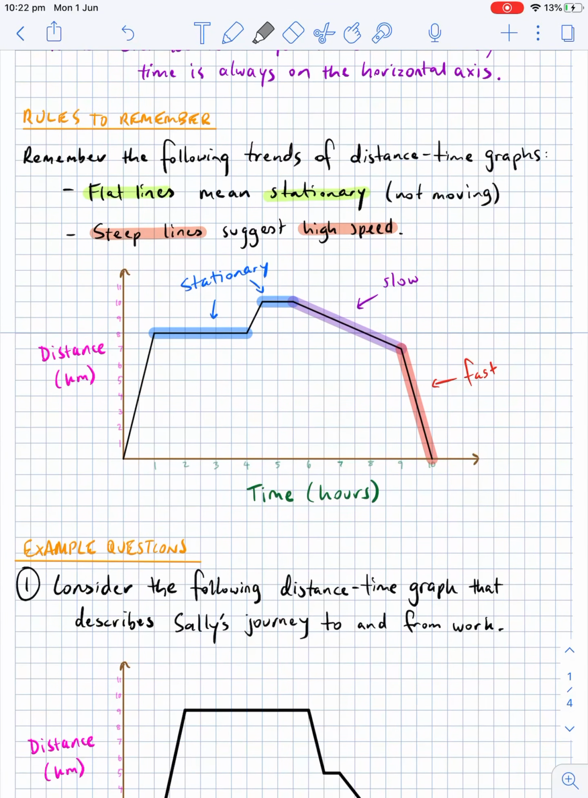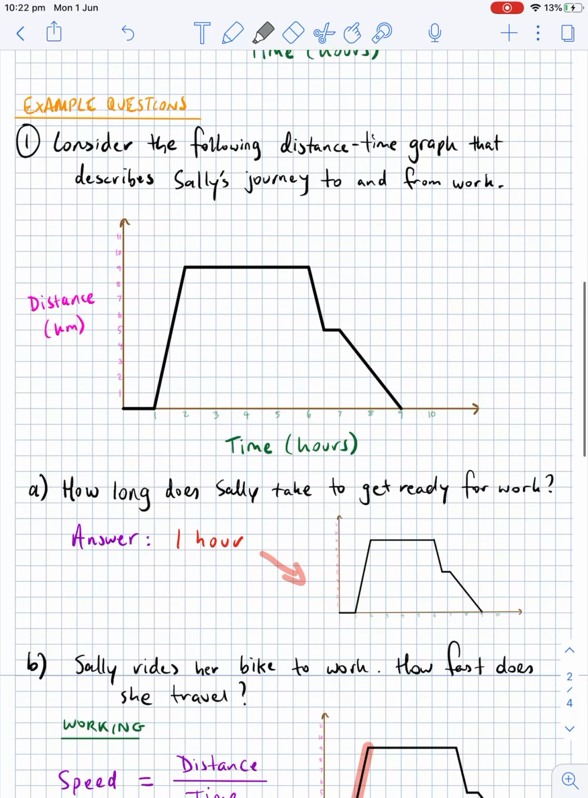So some rules to remember. You need to remember the following trends of different distance time graphs. You need to remember that these flat sections mean that they're stationary, they're not moving, really important. And you also need to remember that steep lines, like for example that line right here, it's very steep, that suggests that you're going at a high speed, you're going very fast. Whereas these flatter lines suggest that you're going slower. So that would be very fast there, that looks relatively fast, that looks relatively slow, and that's a lot steeper, that looks quite fast. So let's do an example question.